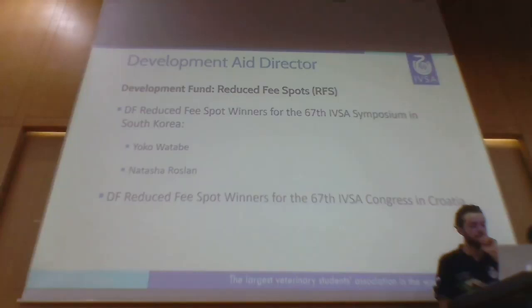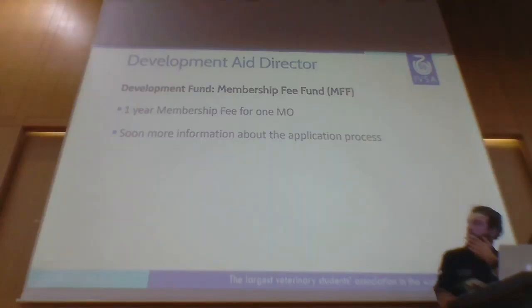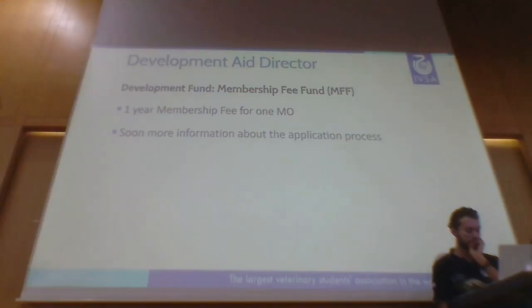And then you have the membership fee fund. It used to be a fund that has been given away yearly by the DAD, but it got a bit lost over time and I wanted to pick it up again. So mainly it's set up for starting MOs or MOs that are really struggling financially to pay their fees and get members and promote at their own university.